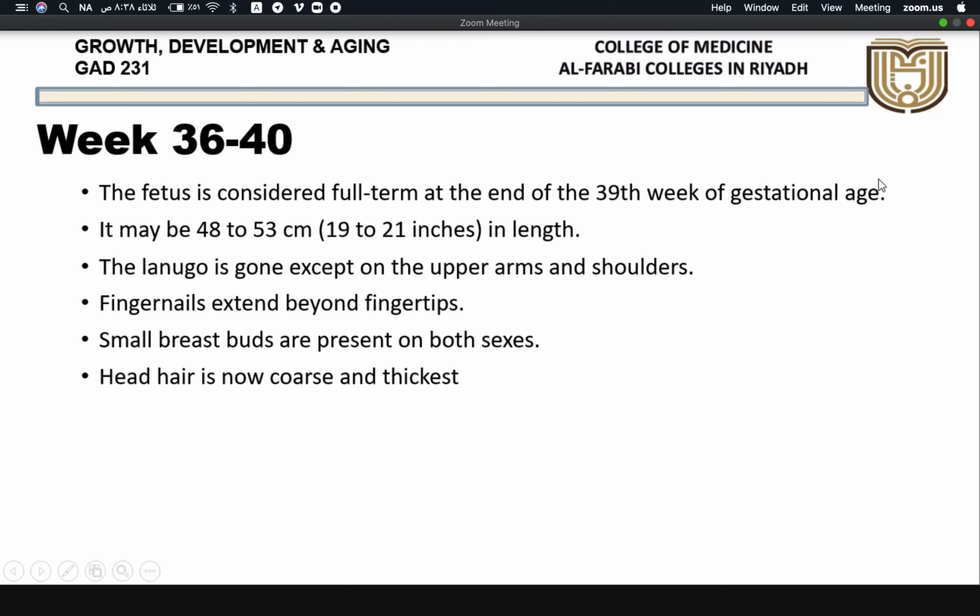So this is called the gestational age, that is the 39th week when it is complete. Now it has reached almost 19 to 21 inches, and the lanugo hairs disappear in all the parts of the body except the upper arm and shoulder. And the head hair has grown much longer, and it is coarse and thick. And the fingernails are developed beyond the fingertips, and even the small breast buds can be seen in both the male and the female. So all these are the stages.